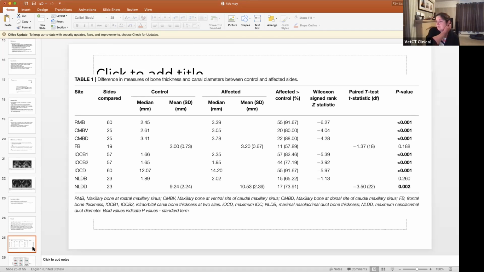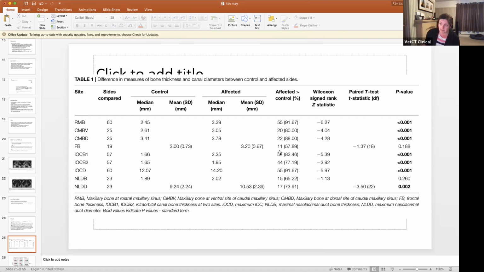Why did I put this table in? Do remind me. Oh, so this is all their locations, and they looked at the percent of the thickness of the affected versus the control. So in the rostral aspect of the maxillary bone, there was about 50% increase in thickness compared to the control side, and it was less evident in the caudal maxillary bone, and very much less evident in the frontal bone.